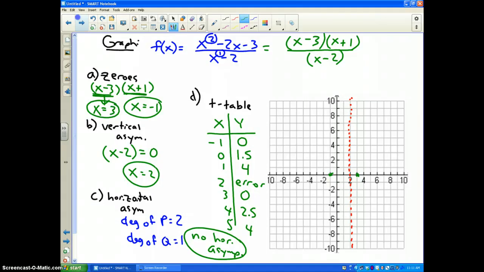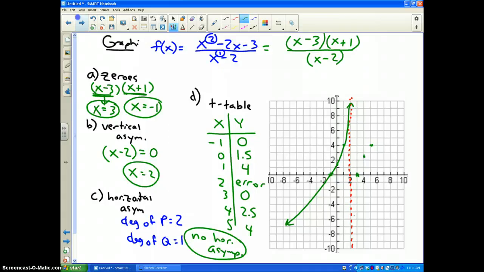All right, so now, if you plot those dots, which I'm going to do in green, negative 1, 0, 0, 1.5 is about right there. 1, 4 is about right there. So this side of the graph has got to go something like that. Now the right side of the graph, 3, 0, 4, 2.5 is about right there. And then 5, 4 is about right there.